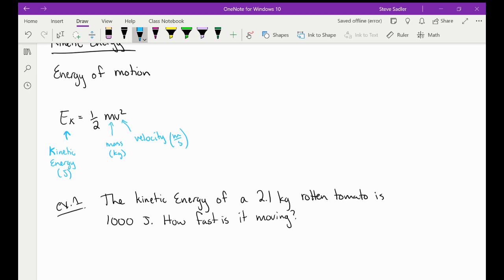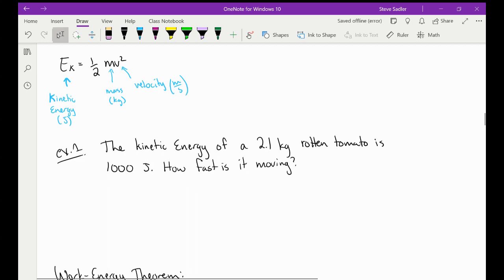Okay, so let's use this formula. As long as you know the mass and the velocity of something, you can find its kinetic energy, which is pretty cool. I'm not even going to make extra problems. Let's just do the ones I've got already ready to go.